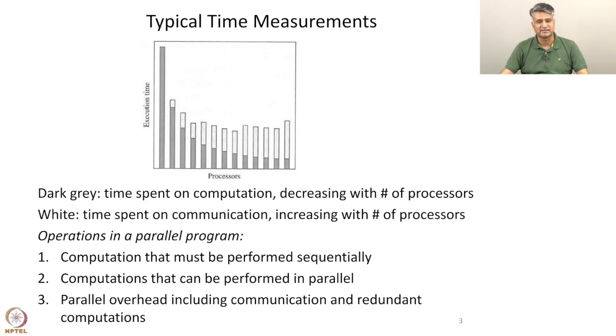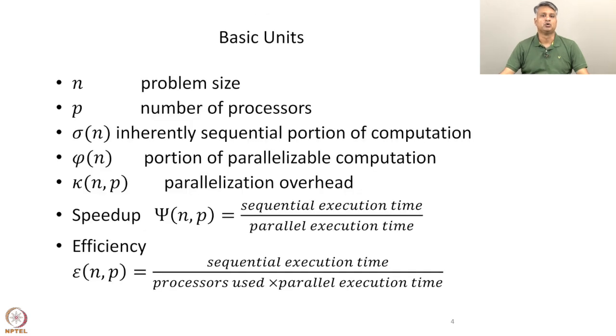So now let us formalize some of these concepts. We will talk about things in some basic units where n is the problem size, p is the number of processors, sigma of n is inherently the sequential portion of the computation, the one which cannot be parallelized, and psi of n is the portion of parallelizable computations. Let us now have kappa of n, p, which is a function of both the size of the problem and the number of processors that you would use, as the parallelization overhead. It is quite obvious that if you increase p, kappa of n, p should increase for keeping the same size of n.